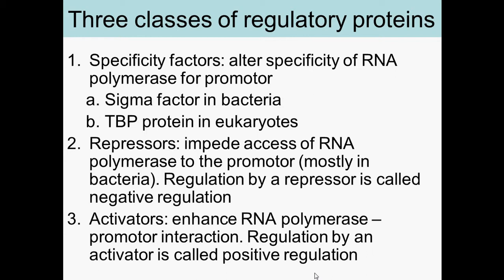And there are specificity factors, like sigma factor in bacteria and the TATA box binding protein in eukaryotes. The repressors impede the access of RNA polymerase to the promoter. So this is negative regulation, and this is usually found in prokaryotes. And activators enhance the binding between the RNA polymerase and the promoter regions, and this is called positive regulation. Activator, positive regulation; repressor, negative regulation.